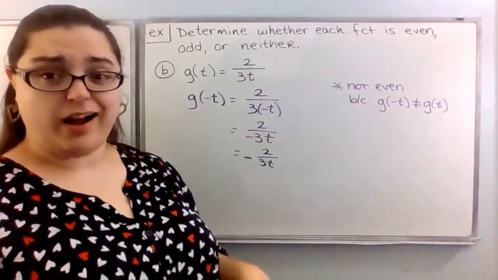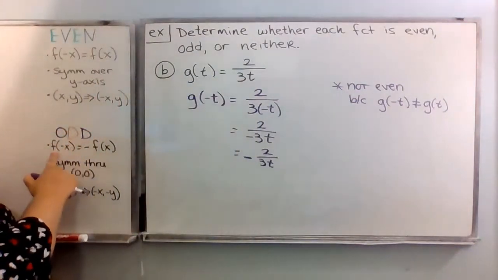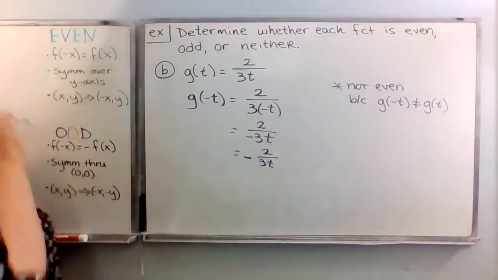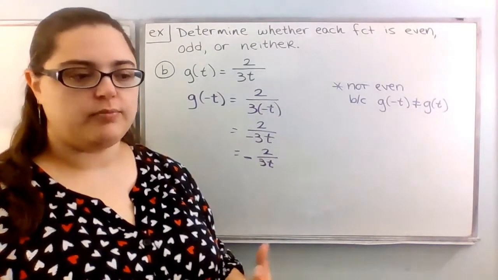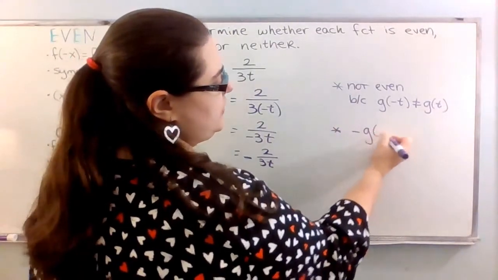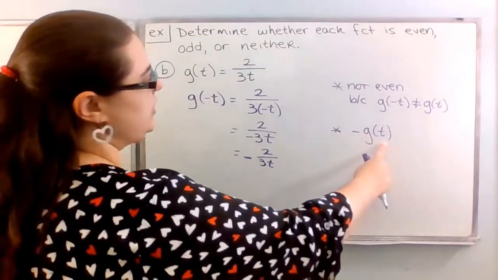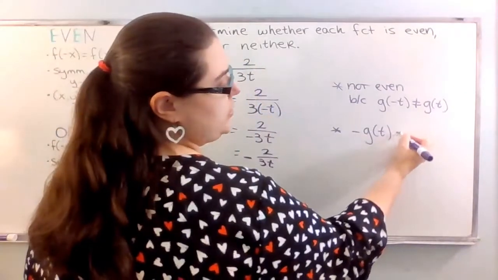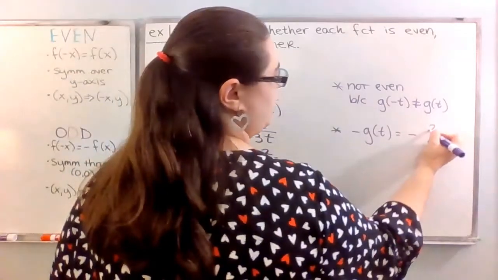So now I'm going to see, is it odd? And if it's not odd, then it's going to be neither. So to be an odd function, f of negative x needs to be the same as negative f of x. So what you might do on scrap paper, if you have difficulty seeing what the two sides might end up looking like, you might say, okay, well, what does negative g of t look like? So negative g of t is going to be the same as if I took this expression and then negated it. So that's going to be negative, and then just this friend here, 2 over 3t.